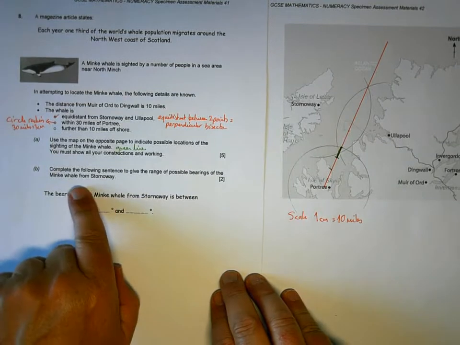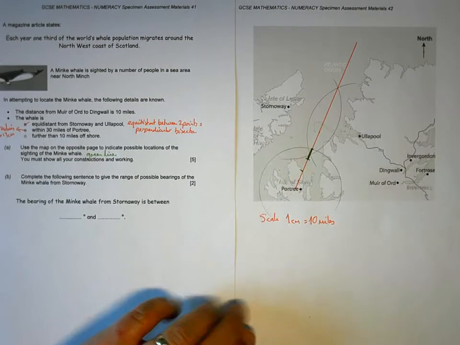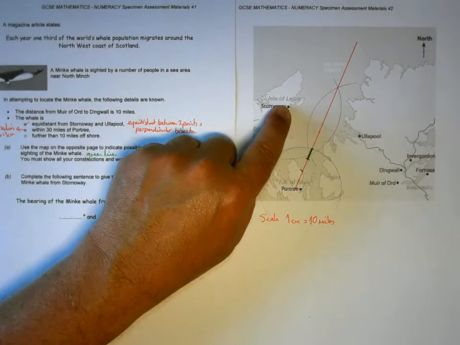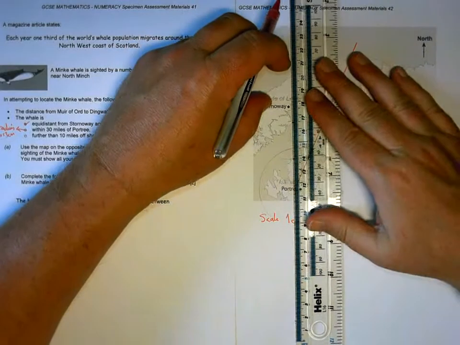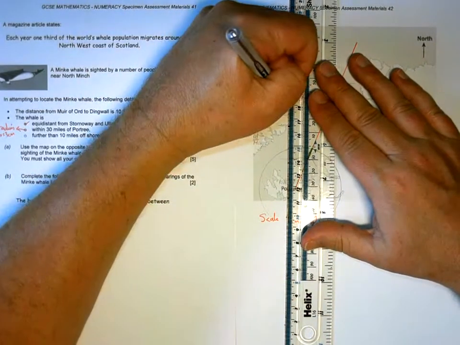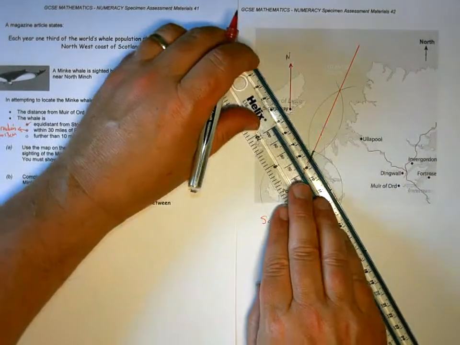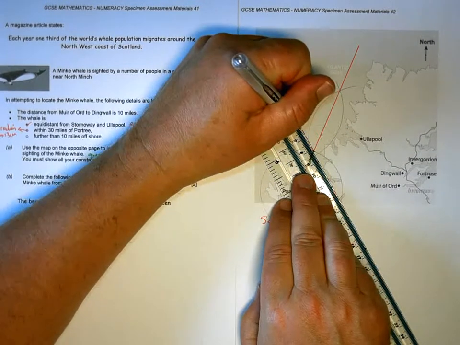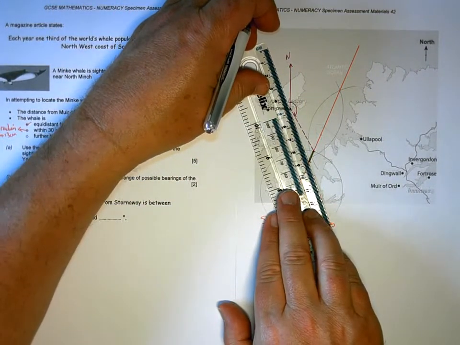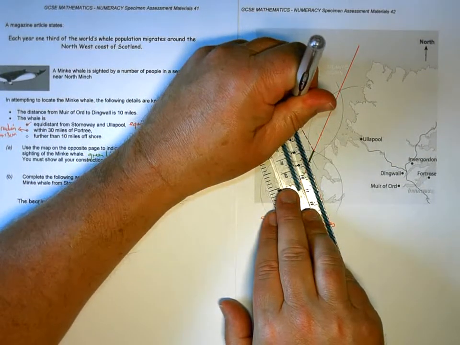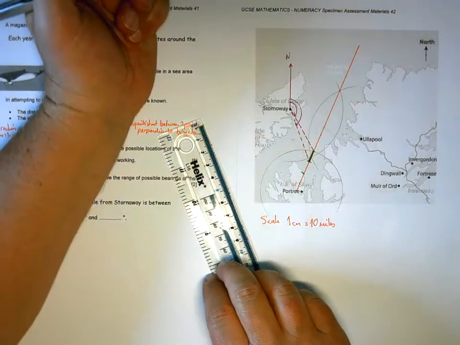Complete the following sentence to give the range of possible bearings of the Minke Whale from Stornoway. So to work out a bearing, you measure the bearing clockwise from north, and because it's from Stornoway, that means we're standing there at Stornoway. So if we measure north up the page, so if we put our north on Stornoway, and then to work out the range of bearings, well, one extreme is that range, and then the other extreme would be if it's closest to land, which is this range. So these are the two bearings that we need to measure.